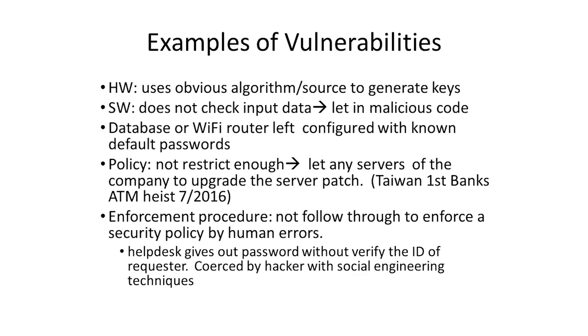Here are the different categories of vulnerability. It could arise from hardware not using proper techniques to generate secure keys for accessing requests. It is often caused by programs not checking input data thoroughly, so-called input validation. The result is that malicious code is let in. Many vulnerabilities are due to the laziness of human nature. For example, many Wi-Fi routers were found configured with vendor-installed default passwords, easy to attack.